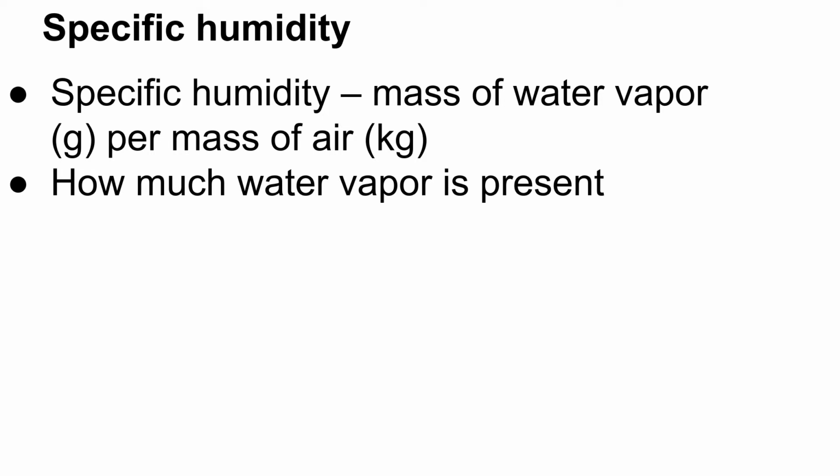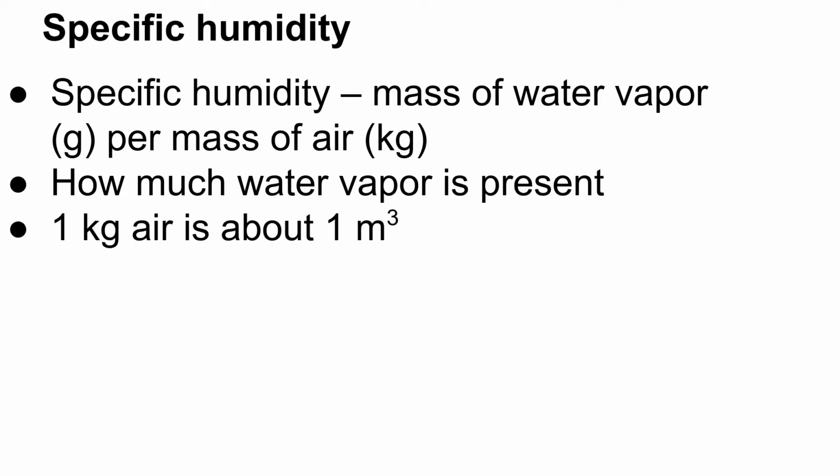It just tells you how much water vapor is present. It doesn't tell you how much there could be at that temperature. It doesn't tell you as a function of anything else. It just tells you this is how much water vapor you have. And a kilogram of air has a volume of about a cubic meter. So if you imagine a blob of air 3 feet by 3 feet by 3 feet, that would weigh about a kilogram. And so when we're talking about grams of water vapor per kilogram of air, imagine that floating 3-foot cube of air.